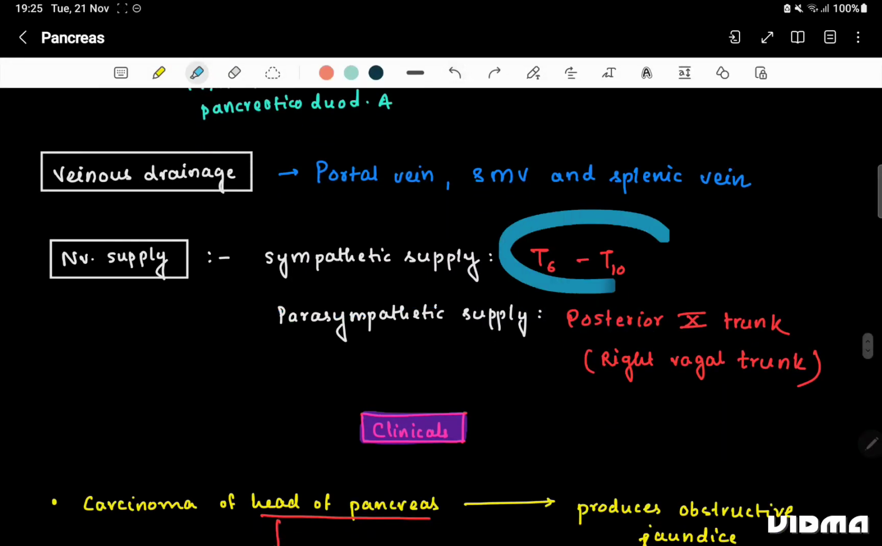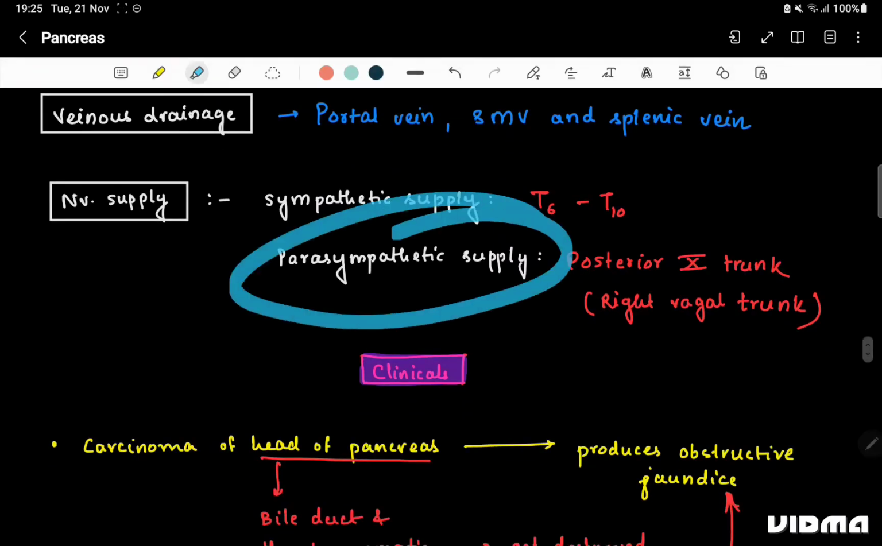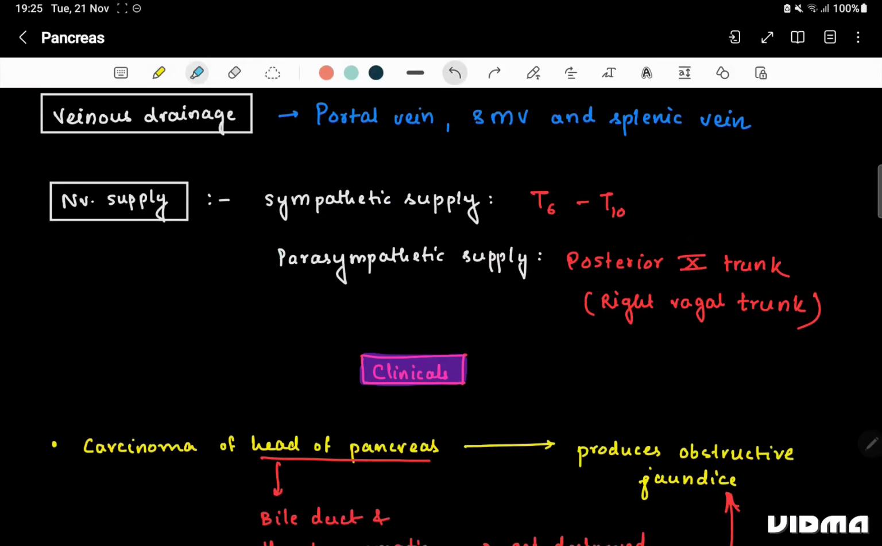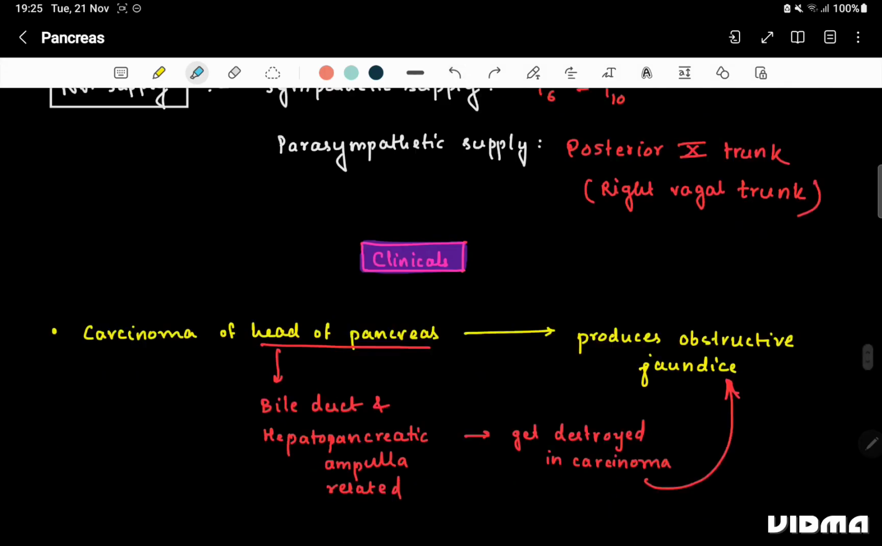Nerve supply: for sympathetic supply, we have T6 to T10 segments, and parasympathetically we have the posterior vagal trunk, that is the right vagal trunk. Remember the right vagal trunk and the left vagal trunk we discussed in the stomach part.